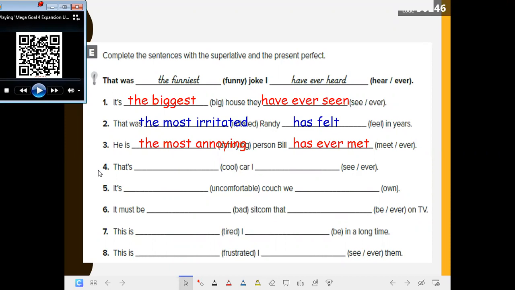And here I have ever seen. Excellent. That's the coolest car I have ever seen.